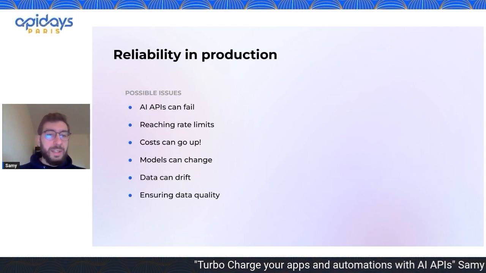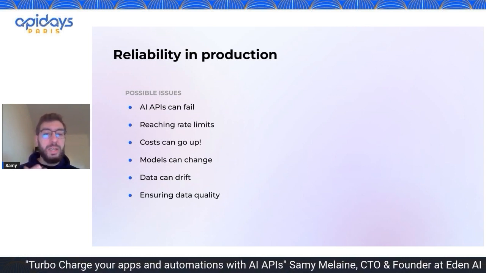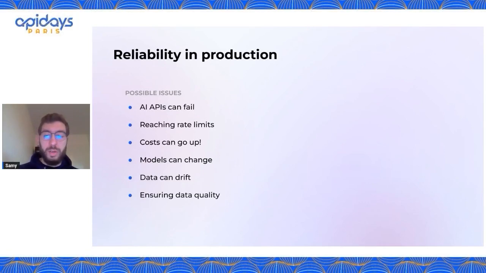So AI is kind of a living thing. It gets trained a lot. It changes a lot. It reacts very differently to different data. So you have to keep that in mind all the time.